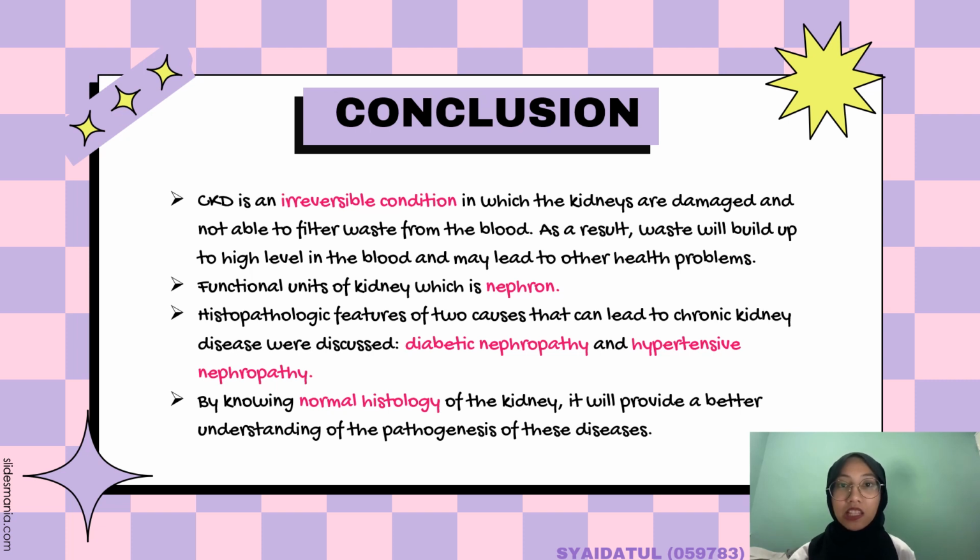In this presentation, histopathologic features of two causes that can lead to chronic kidney disease were discussed, which are diabetic nephropathy and hypertensive nephropathy. Knowing the normal histology of the kidney will provide a better understanding of the pathogenesis of these diseases.